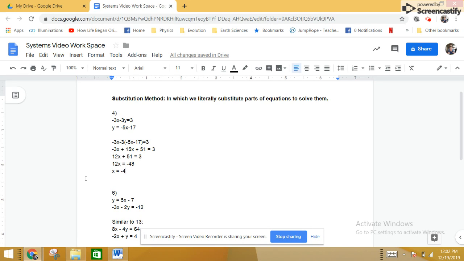Once I know that x is negative 4, I'm going to substitute that in to this equation. So I'll copy this equation out. I could put the x in here, or I could put the x in here. This one's easier because it's less steps for me to figure out what y is. That's my last piece, is to figure out what y is. So I'm going to replace x.